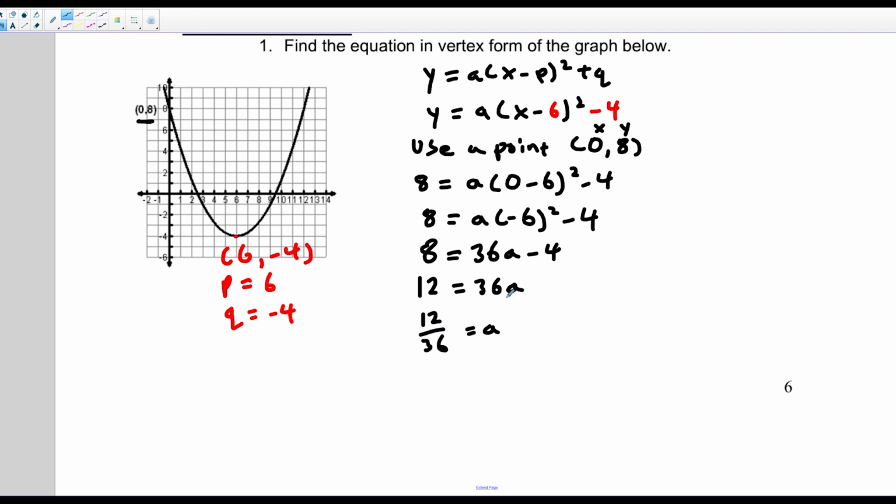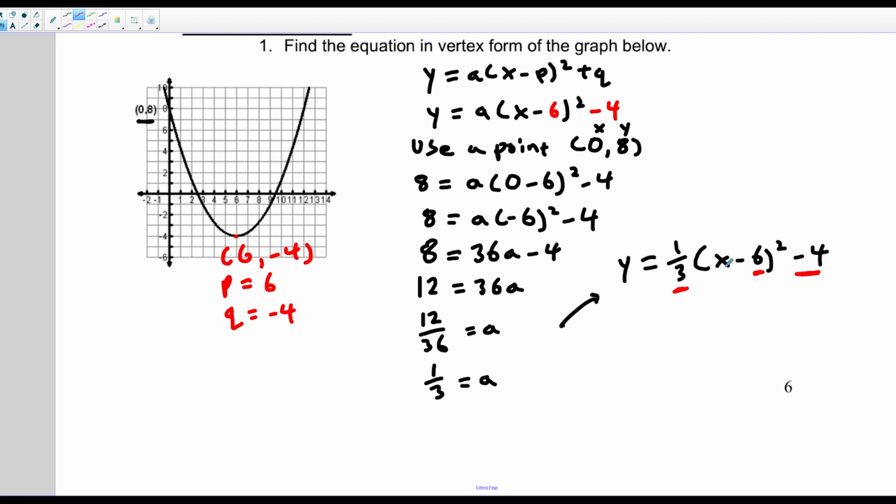So 12 over 36 is equal to a, which simplifies to 1/3. So from here, we end up with a final vertex form of y equals 1/3 (x minus 6) squared minus 4. We want to keep the y and the x as such, right? Because our key things were to find three values: your a value, which we just solved for, the x value of your vertex, and the y value of your vertex.